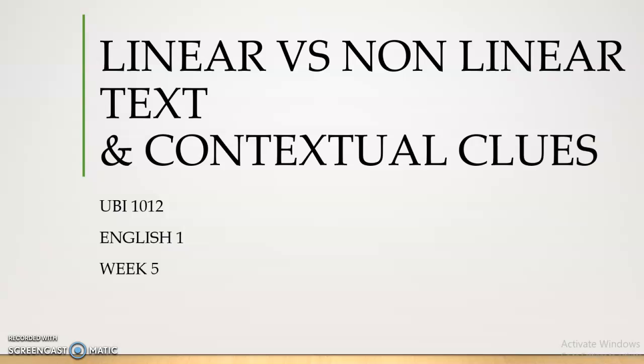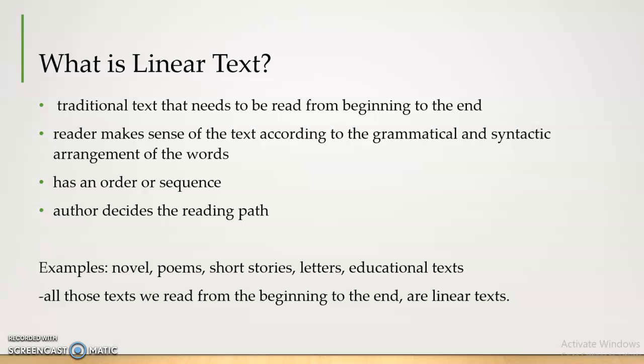Our topic for week 5 is linear versus nonlinear text and also contextual clues. What is linear text? Linear text is a traditional text that needs to be read from beginning to the end. Reader makes sense of the text according to the grammatical and syntactic arrangement of the words. It also has an order or sequence. Normally, for linear text, the author decides the reading path.